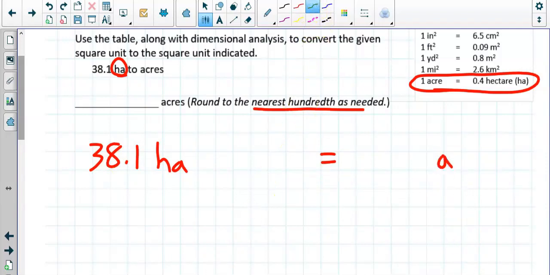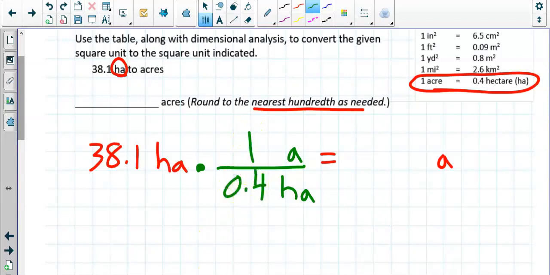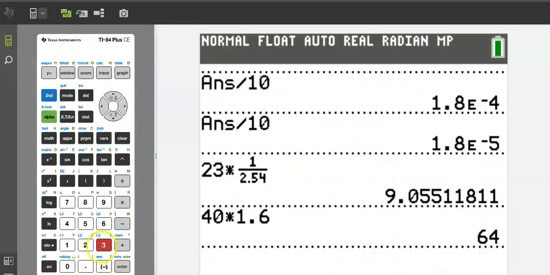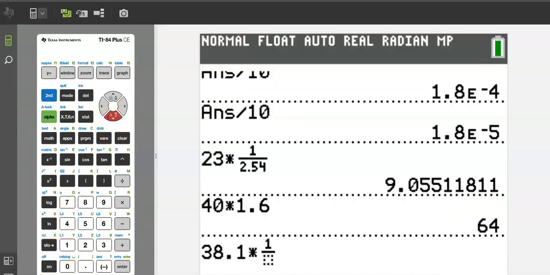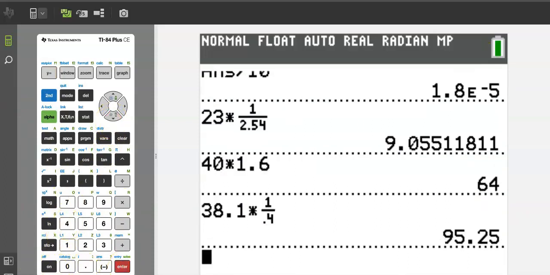Again, dimensional analysis, using that unit fraction. The HA goes in the denominator because we want to get rid of it. The acres goes in the numerator. So there is 1 acre for 0.4 hectares. All right, so all we're going to do is take 38.1 times 1 over 0.4, or divide by 0.4 if you want to put it that way. And there you go, 95.25.